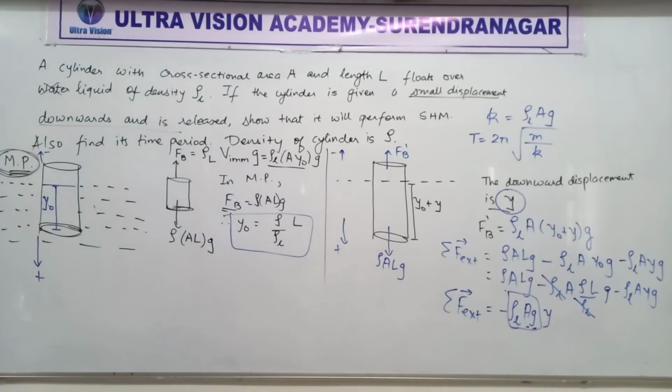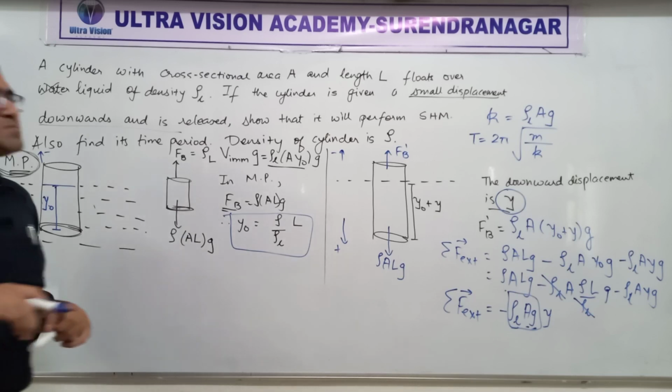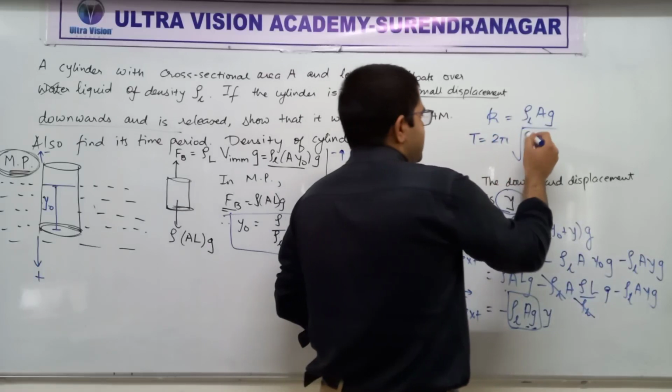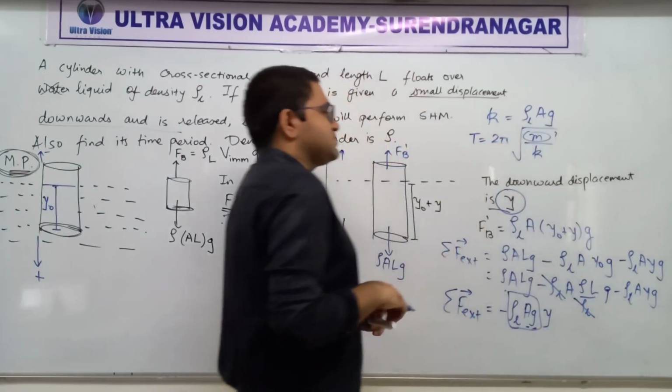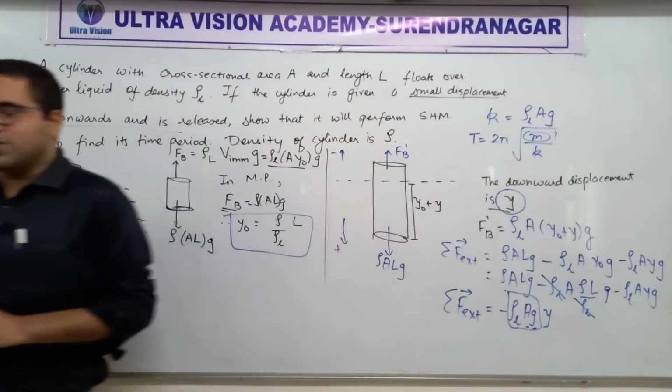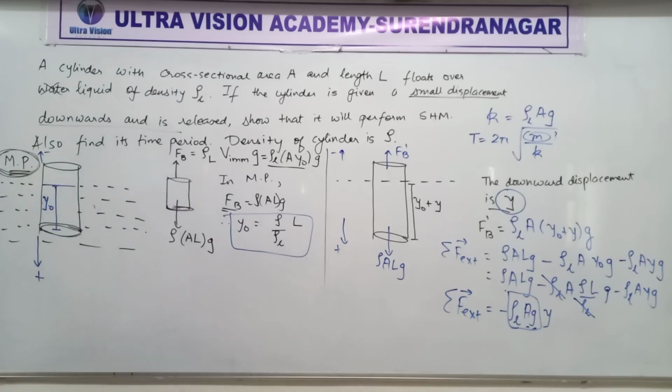So put value of mass. Whose mass will this be? Cylinder's mass. Very good. So if it is cylinder's mass, then use the data given in the question and put cylinder's mass over there.